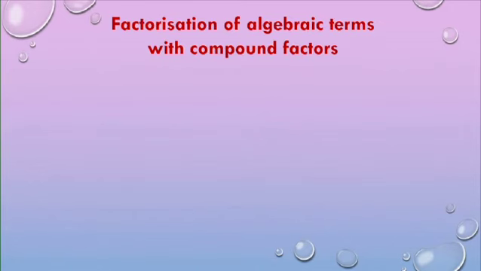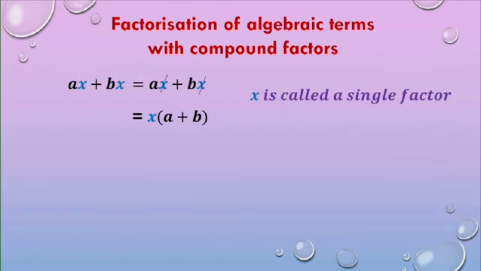So students, let's see how to factorize algebraic terms with compound factors. But first of all, let's do a recap on factorization of algebraic terms with a single factor. Factorize ax plus bx. As you can see here, the letter x is common. So the factorization of ax plus bx is x into a plus b. Now this x, we are going to call it a single factor.